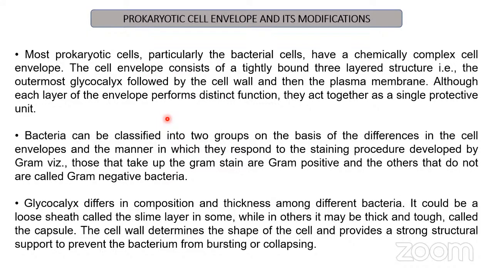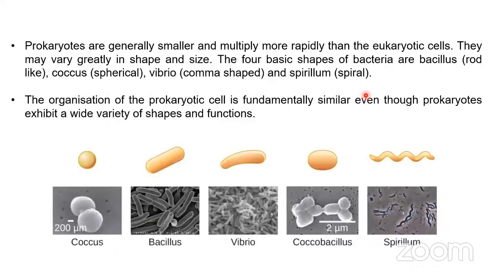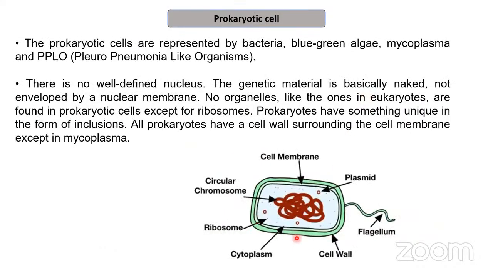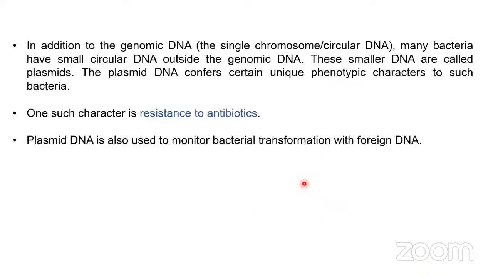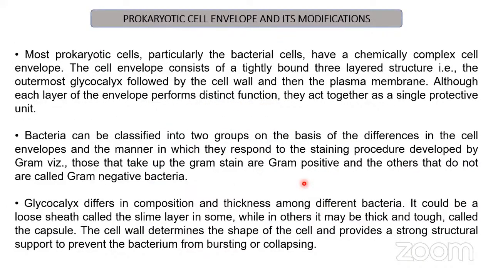Basically, the cell envelope consists of three structures. Outermost is made up of glycocalyx, followed by the cell wall, and then the plasma membrane. So in this figure, as I mentioned, in most of the prokaryotes there is a triple layer structure. The innermost is the cell membrane, the next is the cell wall, and above that, a complex glycocalyx layer may be present. Although each layer of the envelope performs a distinct function, together their function is to protect the bacteria. So together, they act as a single protective unit.